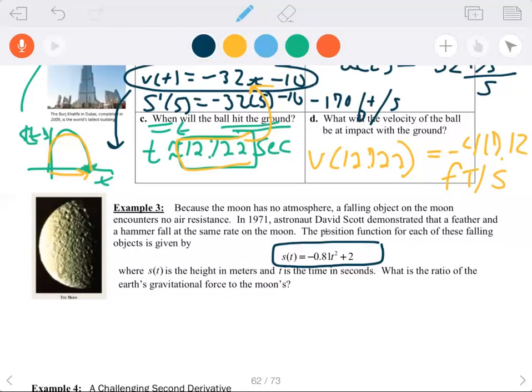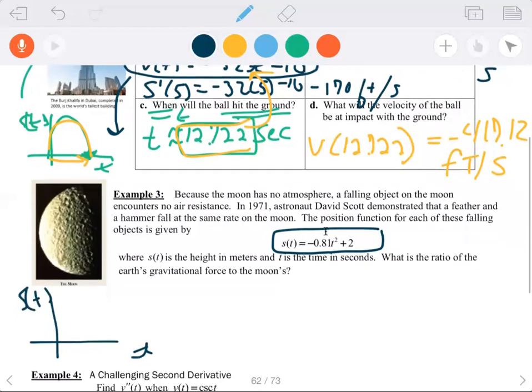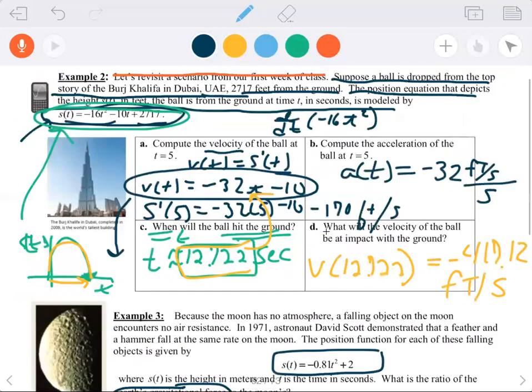If I graphed my model, t comma S of t, it'd be an upside down parabola because of the negative in front there. It's a quadratic function. All right, so it says, what is the ratio of the Earth's gravitational force to the moon's gravitational force? Well, you might say, what's gravitational force? It's what pulls an object towards the Earth, and it's how that object is accelerating. So if you haven't learned that in physics, a gravitational force is its acceleration towards the Earth, okay?